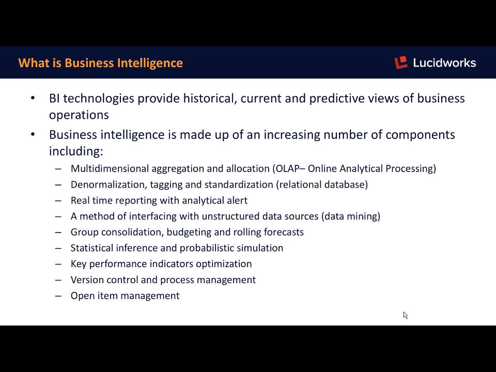That brings us into a discussion of what is business intelligence. So there's a number of BI technologies, and they all sort of provide information about historical, current, or predictive views of business operations. That's the simplest definition of business intelligence. It's made up of a number of components, including the multidimensional array, aggregation and allocation, also known as OLAP, online analytical processing. It involves denormalization, tagging, and standardization, usually related to relational databases.